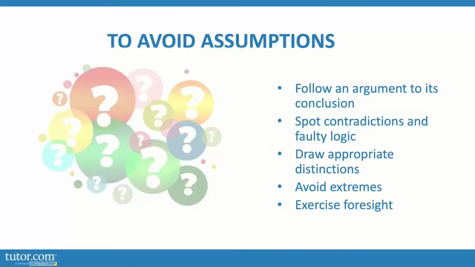As critical thinkers, we need to identify and evaluate our assumptions before we accept something as truth. We need to follow an argument to its conclusion. I think of how sometimes I read a headline for a news story and I don't read the whole article. Sometimes the headline is deceiving. Sometimes it's attention-getting. Sometimes it's not really what the article is about. So we need to follow an argument to its conclusion, and that means we read the whole article and others like it. Spot contradictions and faulty logic.